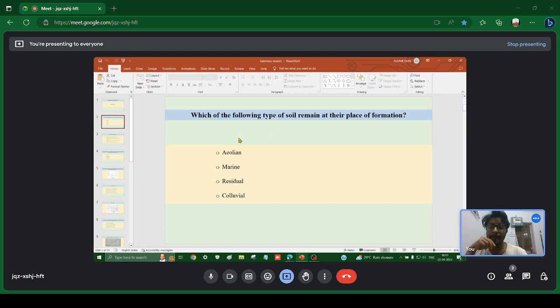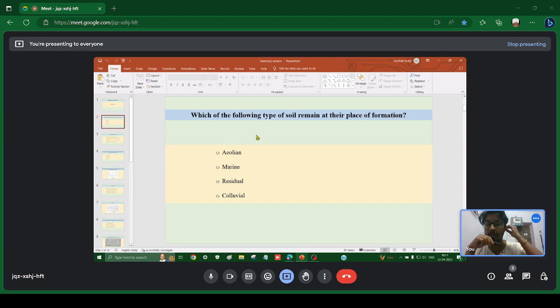So let's start. The first question which I had given from week one is, which of the following types of soil remain at the place of formation? Now, as we all know, soil is formed by weathering of rocks and then is transported from one place to the other. But some soils are not transported; they are deposited at the place where the rocks have been weathered. So, which of the following types of soil remain at their place of formation? Means after the weathering of rocks, these kinds of soils remain at their place of formation.